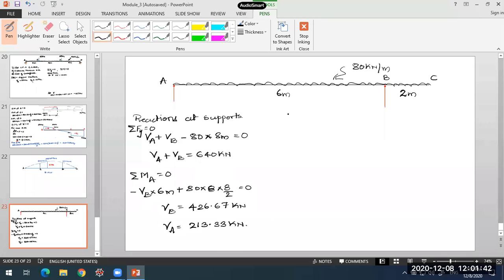Quickly, the shear force. We'll calculate shear force at A, B, and C, only these three points. Shear force at A will be equal to VA, which is 213.33 kilonewton, left side upward force. At B, I have this reaction, so I'll be considering two sections: to the left of B and to the right of B.